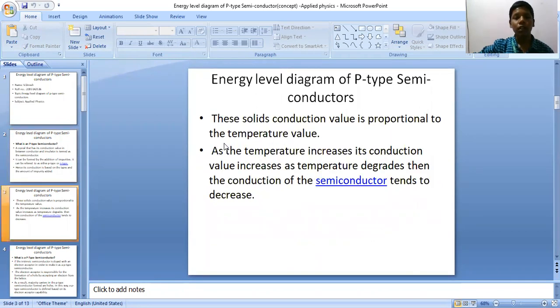These solids' conduction value is proportional to the temperature value. As the temperature increases, its conduction value increases. As the temperature decreases, the conduction of the semiconductor tends to decrease.